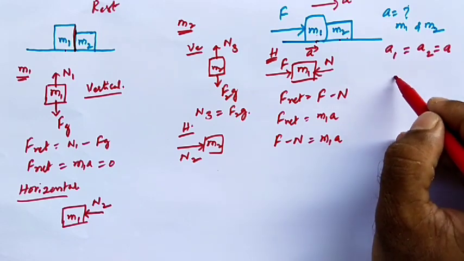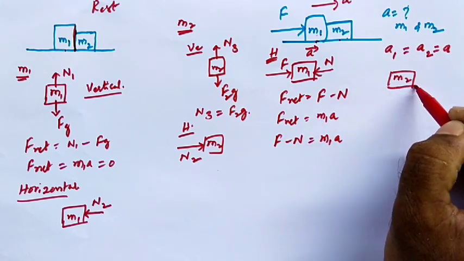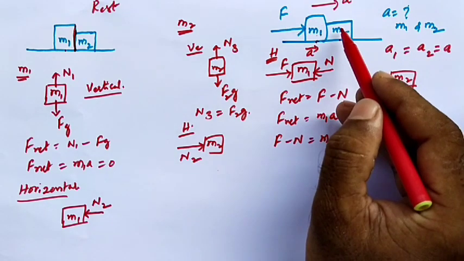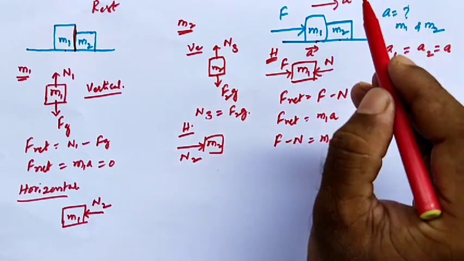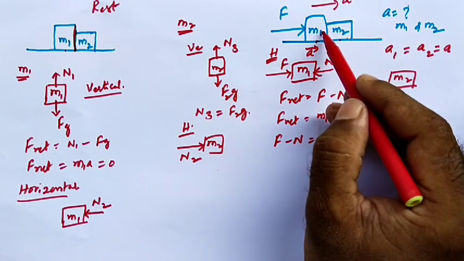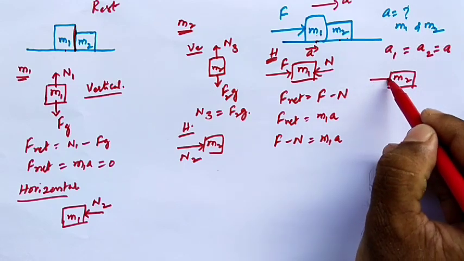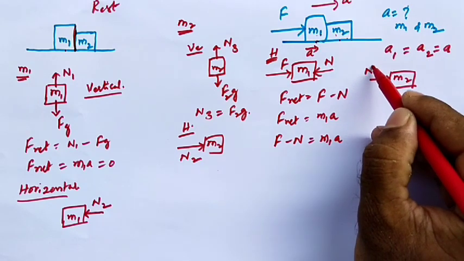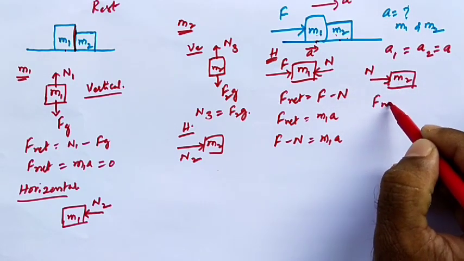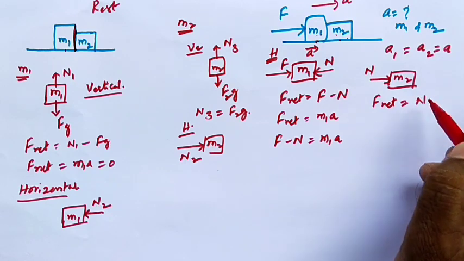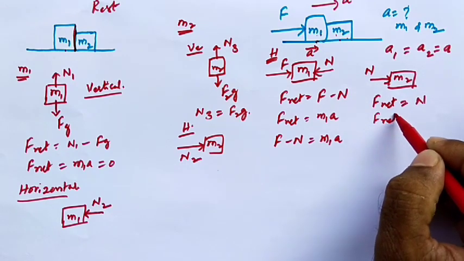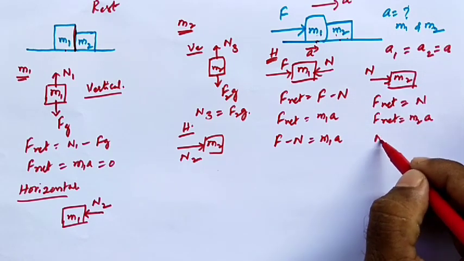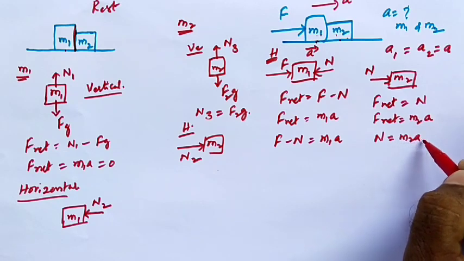Right. Now for m2, you write the free body diagram. On m2, how many forces are acting? Two or one? Is F acting directly on m2? No. What is the only force acting? That is the force by m1 on m2. How much is that? That is the normal, which is equal to the force applied by m2 on m1, that is N. Then from the free body diagram, F net is equal to how much? Only N. From Newton's second law, F net is equal to m2 into a. Right, from these two equations, what can I write? N is equal to m2a.